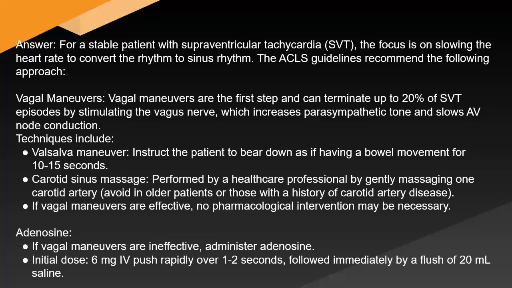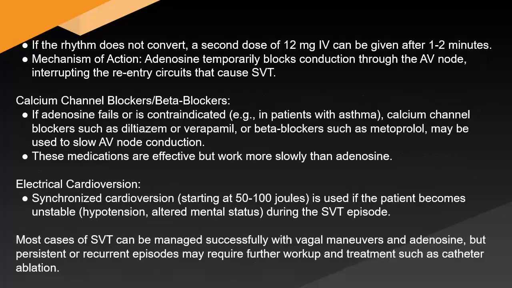Adenosine. If vagal maneuvers are ineffective, administer adenosine. Initial dose 6 mg IV push rapidly over 1-2 seconds, followed immediately by a flush of 20 mL saline. If the rhythm does not convert, a second dose of 12 mg IV can be given after 1-2 minutes. Mechanism of action: adenosine temporarily blocks conduction through the AV node, interrupting the re-entry circuits that cause SVT.